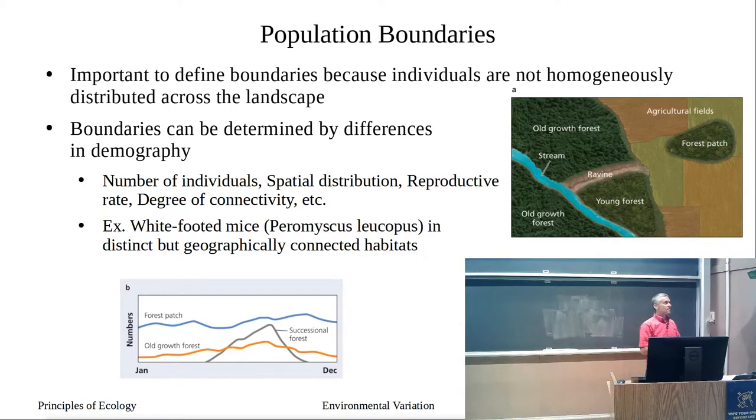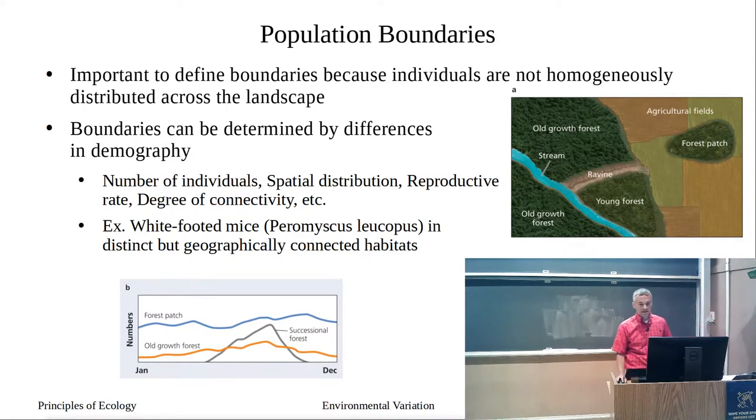That's an important idea for Wright's shifting balance theory, which links back to one of the first things we talked about on exam one. Or these could actually be separate populations with limited connectivity between them. But what we do know is that individuals aren't just evenly distributed. They're going to exist in these patches. Now, normally, our boundaries, where we would cut off our populations, are determined by geographical differences, oftentimes. So take this picture.